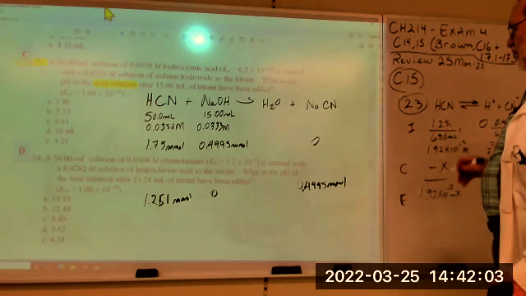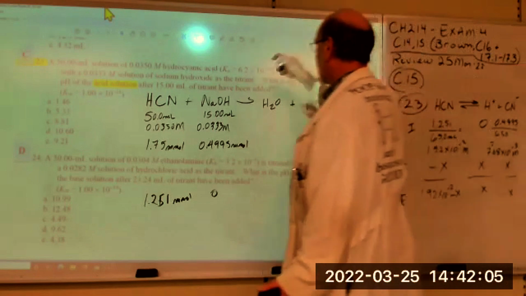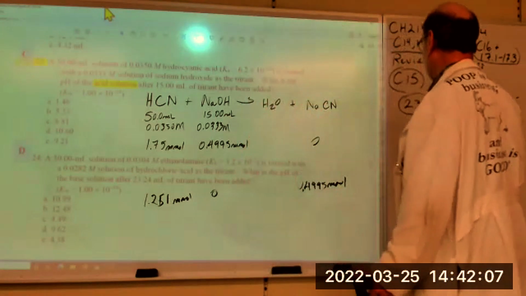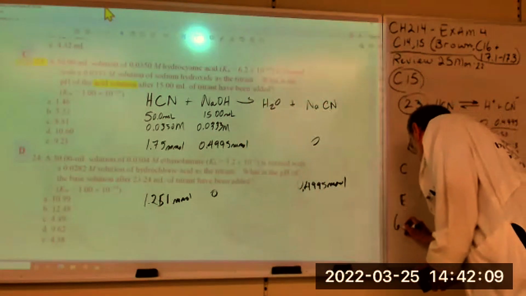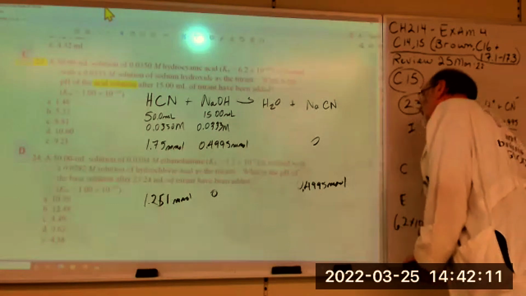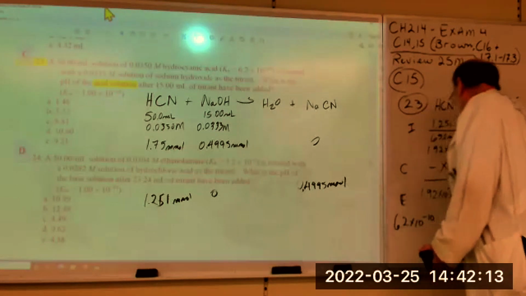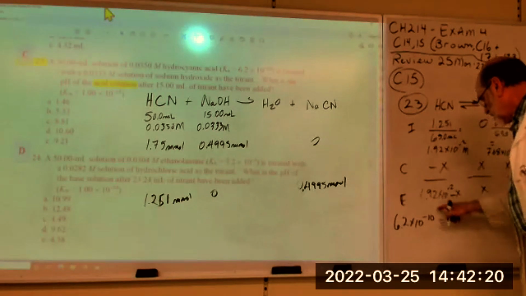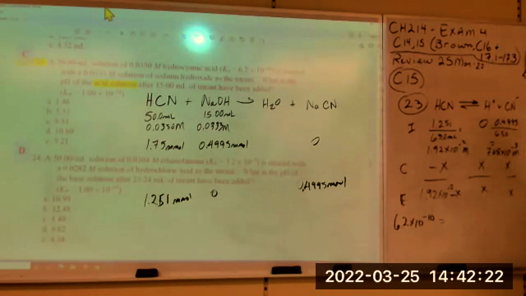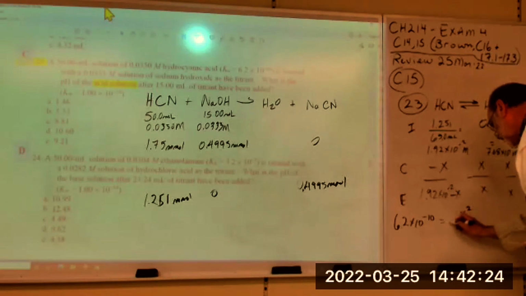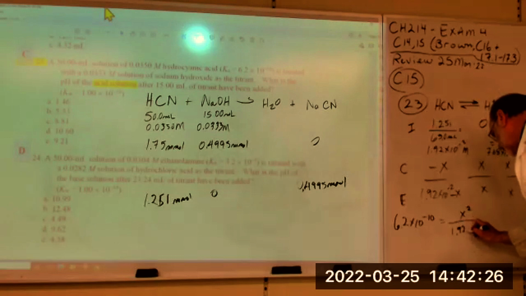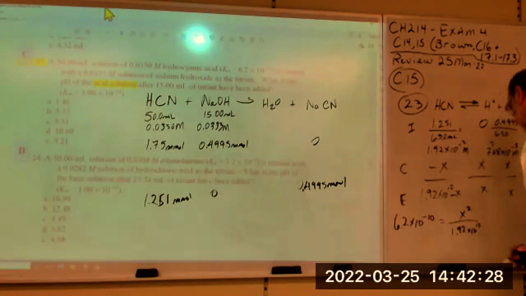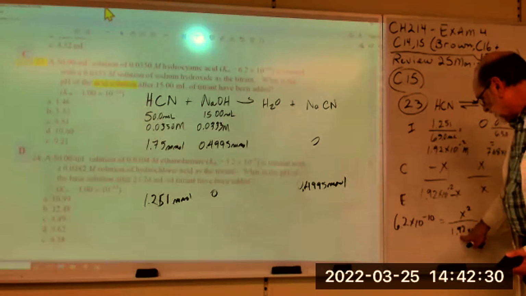Now we can run our equilibrium expression. Ka for hydrocyanic acid is 6.2 times 10 to the minus 10. So that means not very much of this is going to be produced, which means we can ignore this X. That means it's X squared divided by 1.92 times 10 to the minus 2. And then we multiply this one times that one.